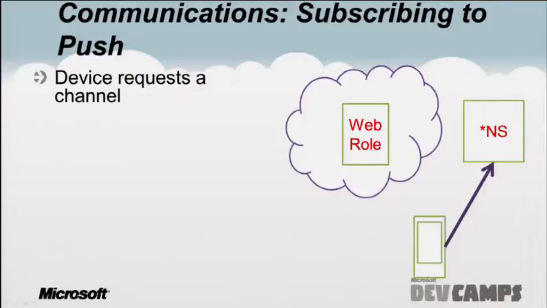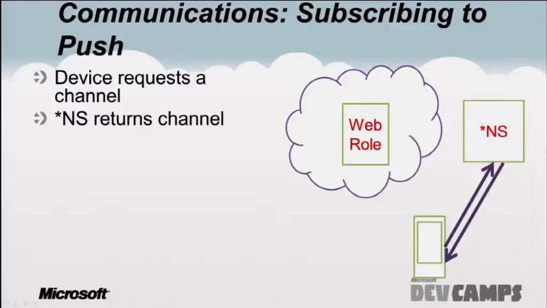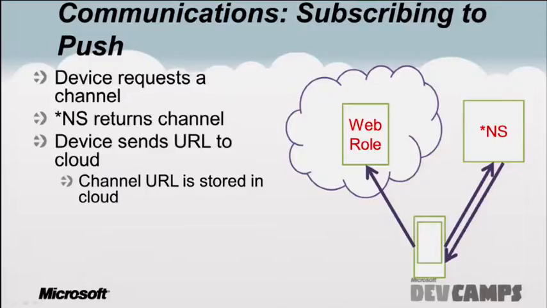First, we need to request a channel. That's a means by which we can uniquely identify a device. And the vendors provide a particular API which you can call in to get this channel. That channel will return, and then we need to put that up into our cloud service such that it knows how to address us later on. So we send our channel URL to our web role, and then we store it up there.